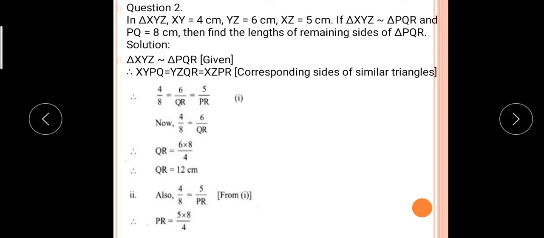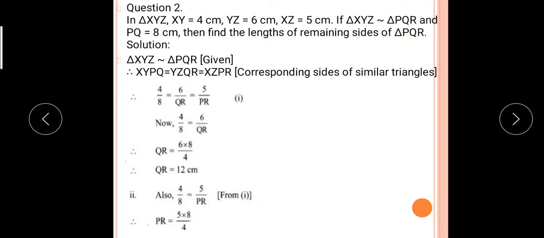Triangle XYZ, what is given? XY is 4, YZ is 6 and XZ is 5. The sides of XYZ are given and it is said that these two triangles are similar. XYZ is similar to PQR and PQ is equal to 8 centimeters. Then what do we have to find out?